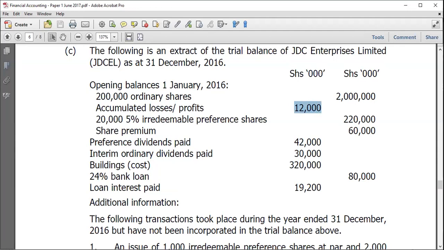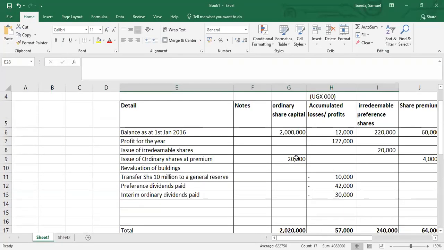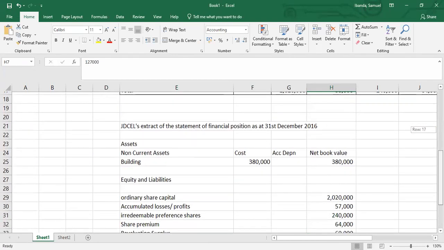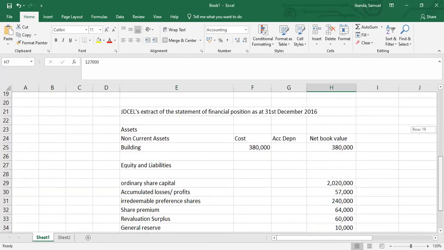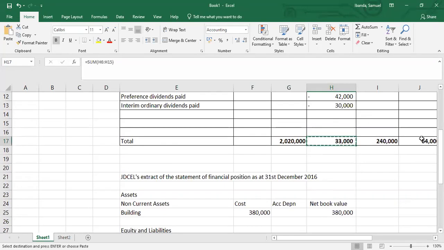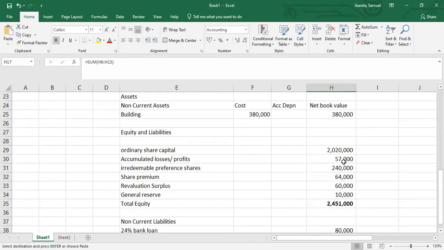We had missed that. So what you need to do is come and adjust it here and make this a negative. That will change what you had under here. We had 57, so this should be 33. I hope everyone understands why we are making that adjustment. It's because of the presentation here.